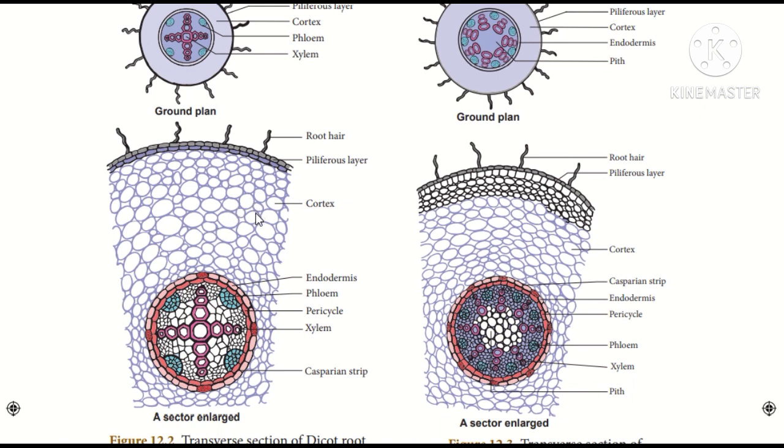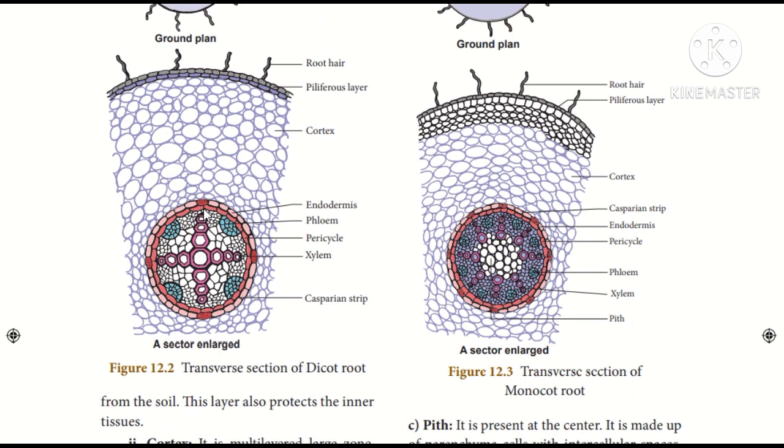So the cortex is how many layers? It is multi-layered, with the cells arranged with a lot of intercellular spaces. And here it is made up of what type of cells? Parenchyma cells are present here. The main important function is storage of food and water. And the third important organ that you can see is the endodermis.